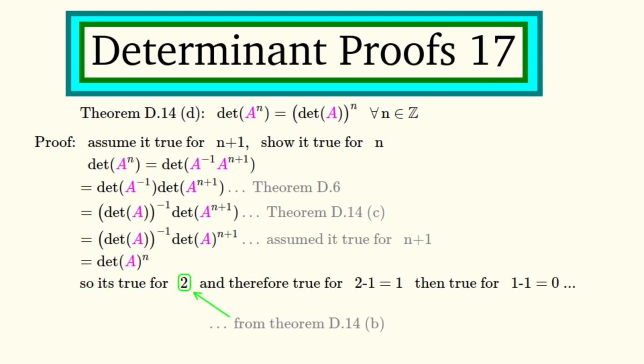We can use a past result that it's true for n is equal to 2 and work backwards to prove it true for all integers less than 2. So we'll write this down, that it's true for all integers less than or equal to 2. And we know from part B of this theorem that it's true for all integers greater than or equal to 2. So finally we can say that it's true for n being equal to any integer.